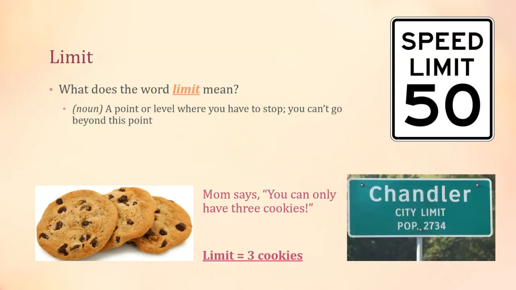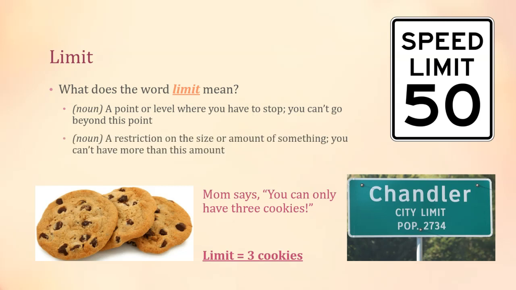Maybe you've seen signs for city limits too. Cities have limits. A city only fits within a certain area. They don't overlap. If you go over one city limit, you are then in another city, which has its own limits too. The next definition is a restriction on the size or amount of something. You can't have more than this amount. Your mom or dad put a limit on how many cookies you can have before dinner.